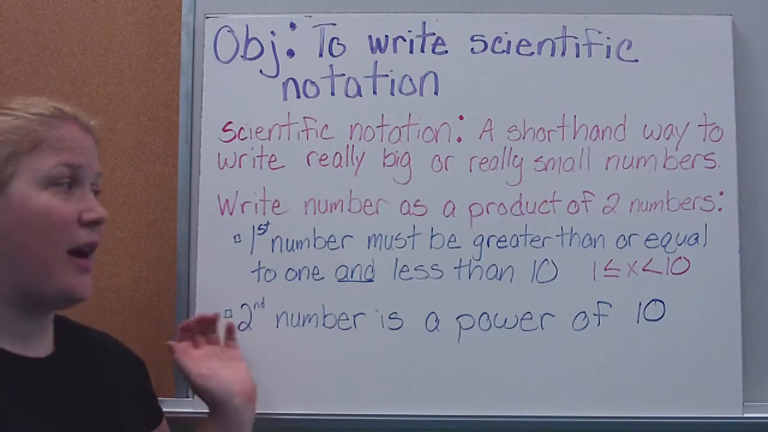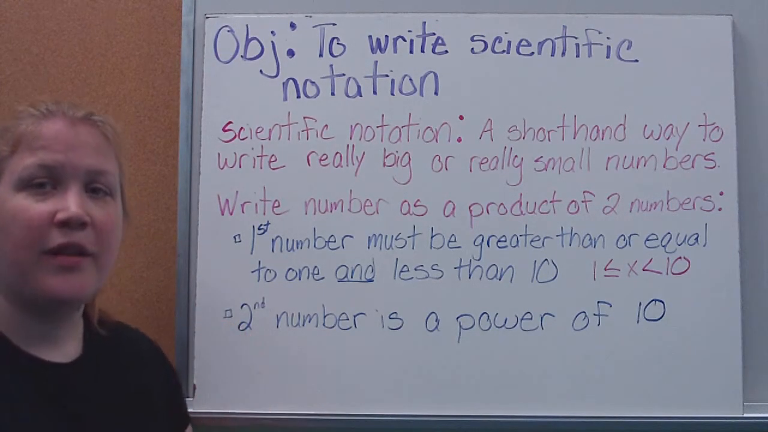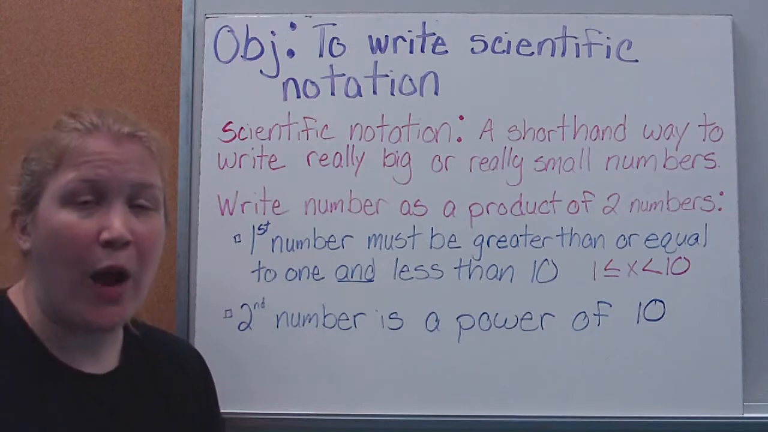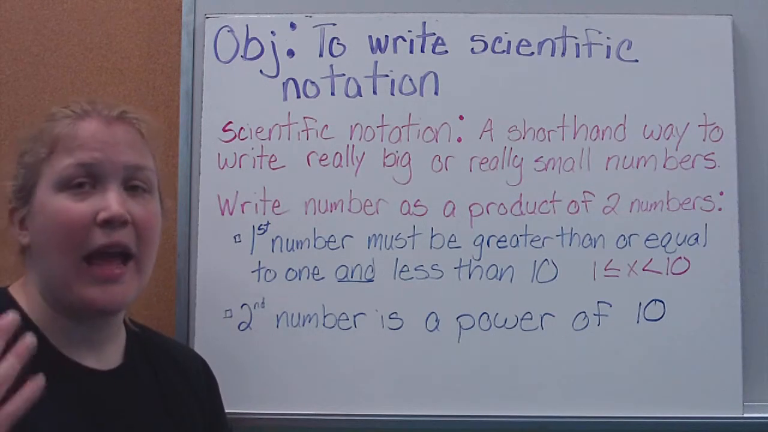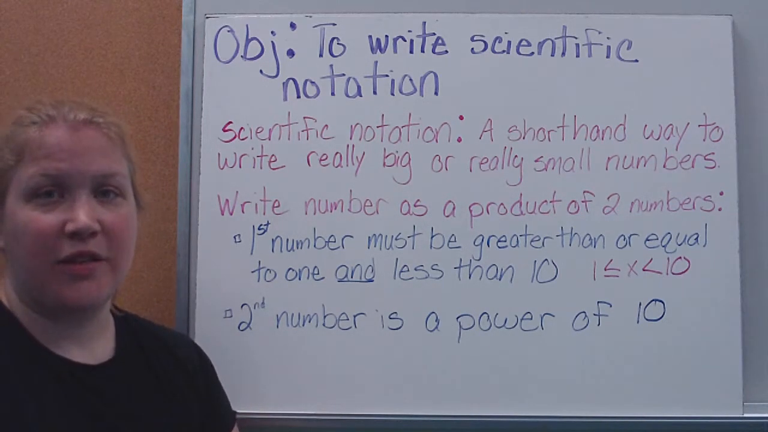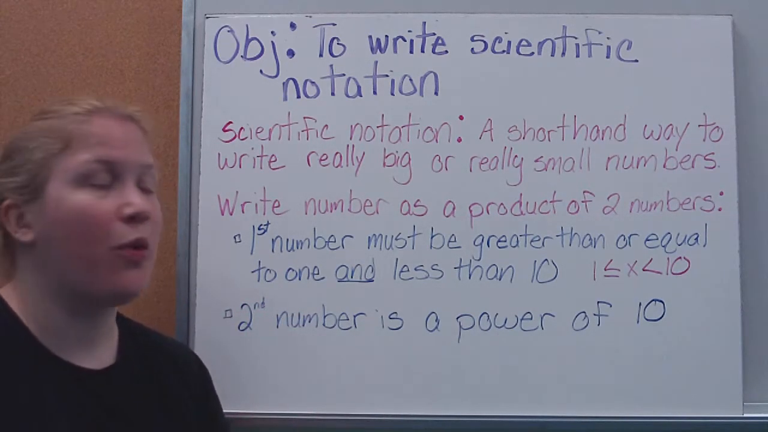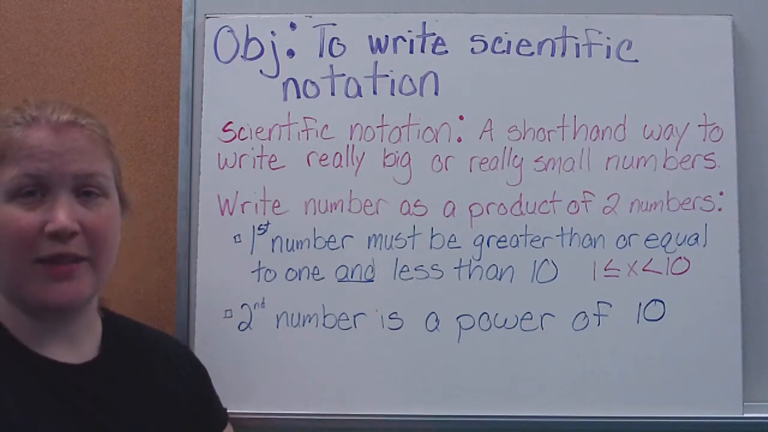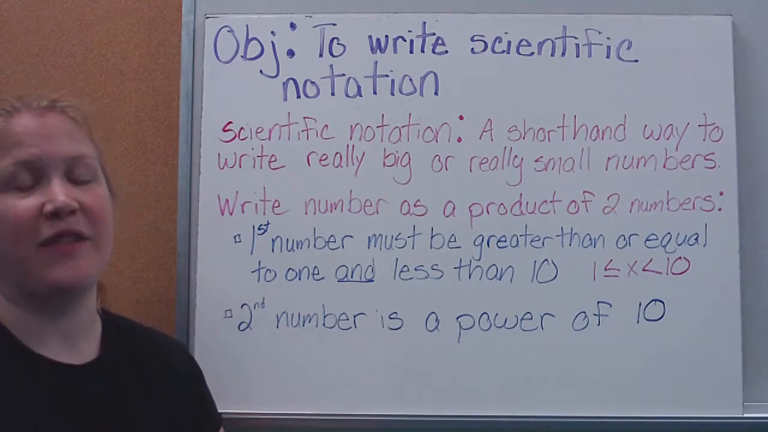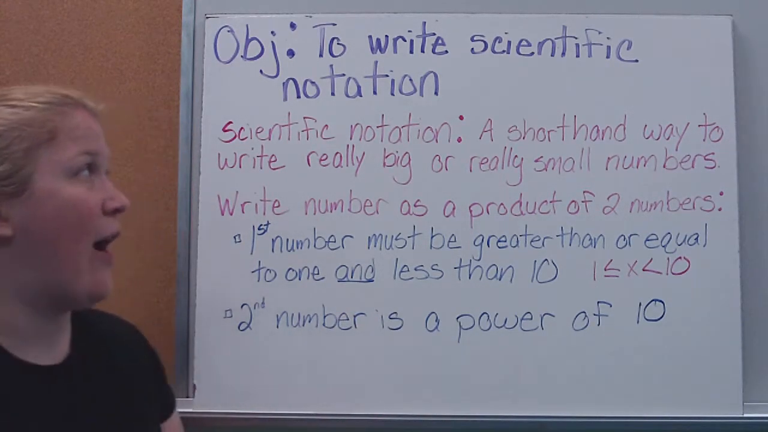And then we're going to write it times the second number. The second number is always a power of 10, meaning 10 and some exponent. There's nothing else for the second number. Always a power of 10. That's important, because there's some quick ways that we can figure out what the number is. You don't have to sit there and try to do all the multiplication out.